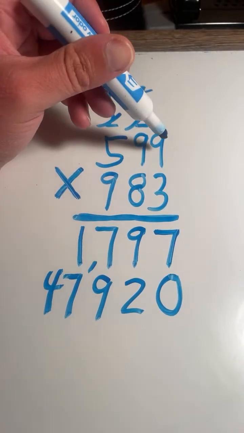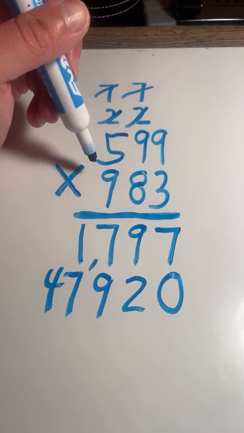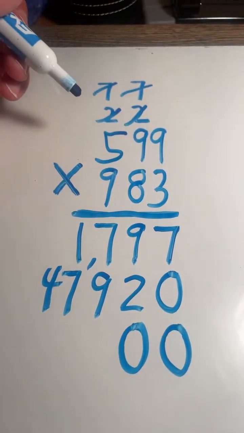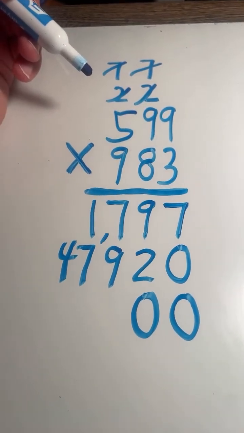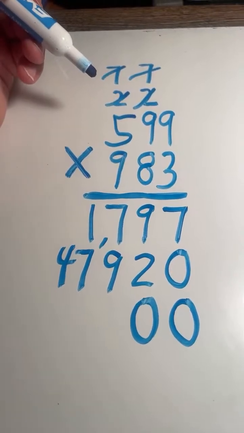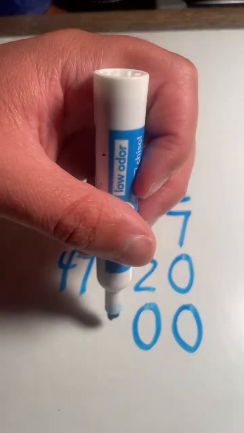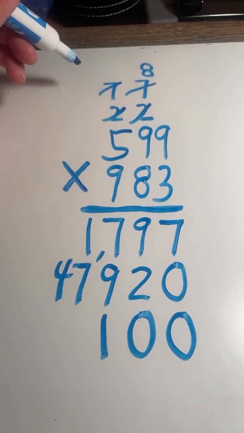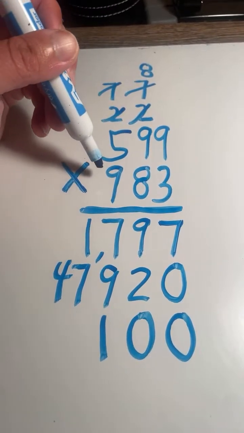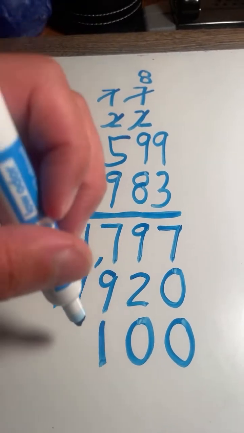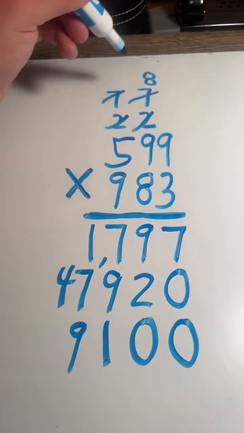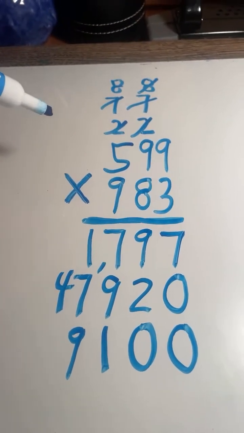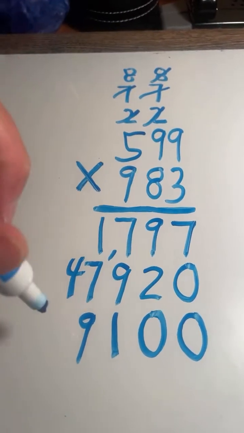Next, we multiply the top 3 digits times the bottom digit in the hundreds place. We're putting a 0 in the ones place and a 0 in the tens place. 9 times 9 equals 81. 1, carry the 8. 9 times 9 again equals 81, plus 8 equals 89. 9, carry the 8. 5 times 9 equals 45, plus 8 equals 53.